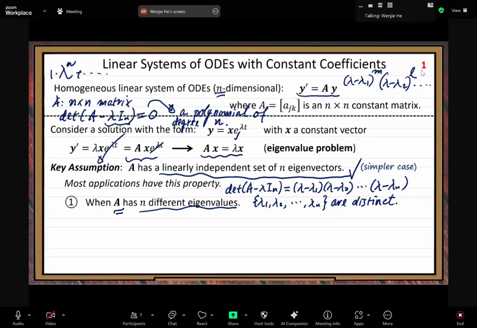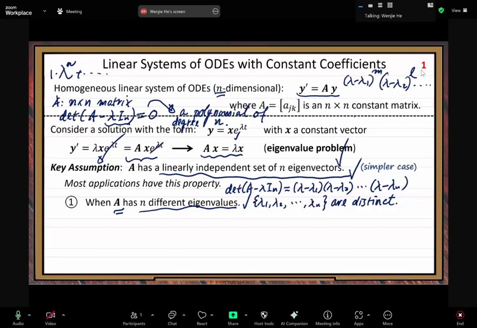But when this happens, when your matrix has this property, then our assumption is satisfied automatically. So we can prove it easily. The proof is very simple. Here I do not prove it. So this is case number 1. Under this condition, the assumption is satisfied easily. Case 1. For the case 1, you don't worry about the assumption.